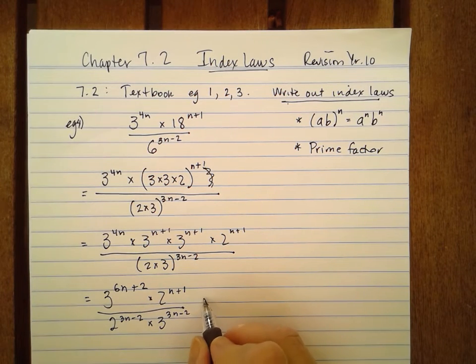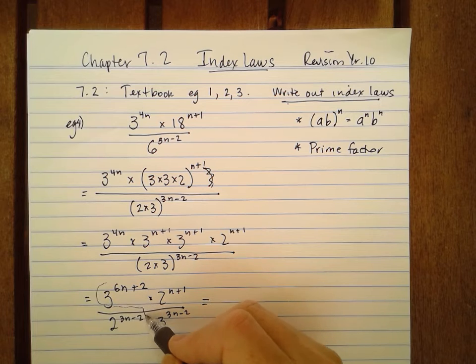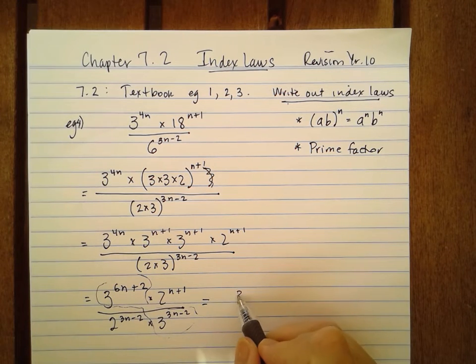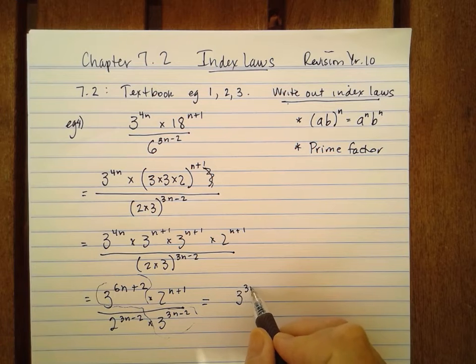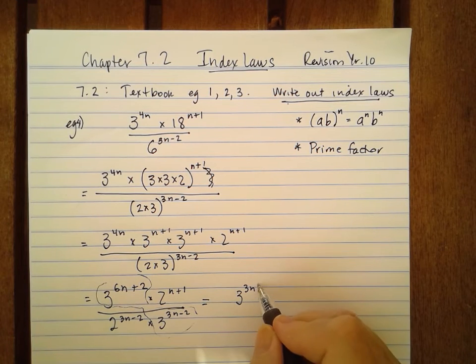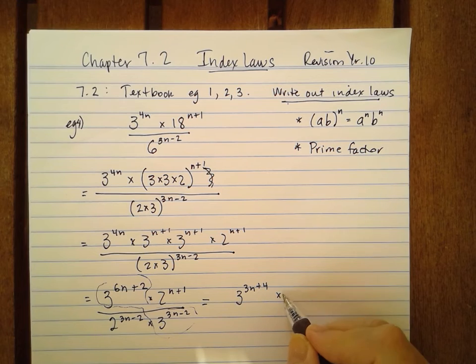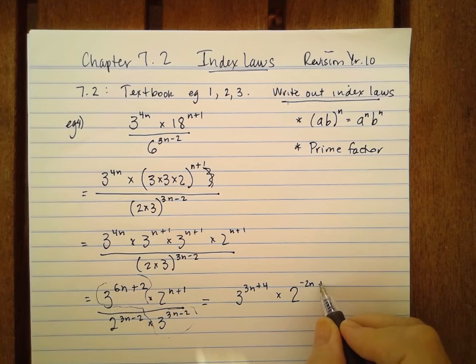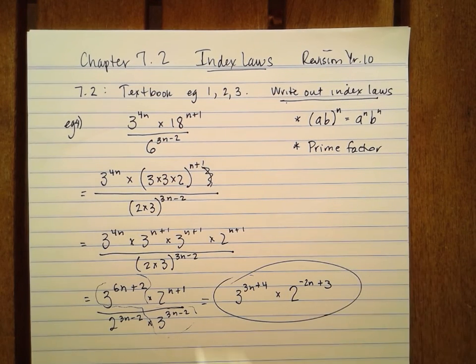I'm going to scooch to the side now. I'm going to combine these, and remember when you're dividing you subtract, so 6n minus 3n is 3n, and 2 minus negative 2 is 4, times 2 to the n minus 3n is negative 2n, and 1 minus negative 2 is 3, and that's the answer to that question.